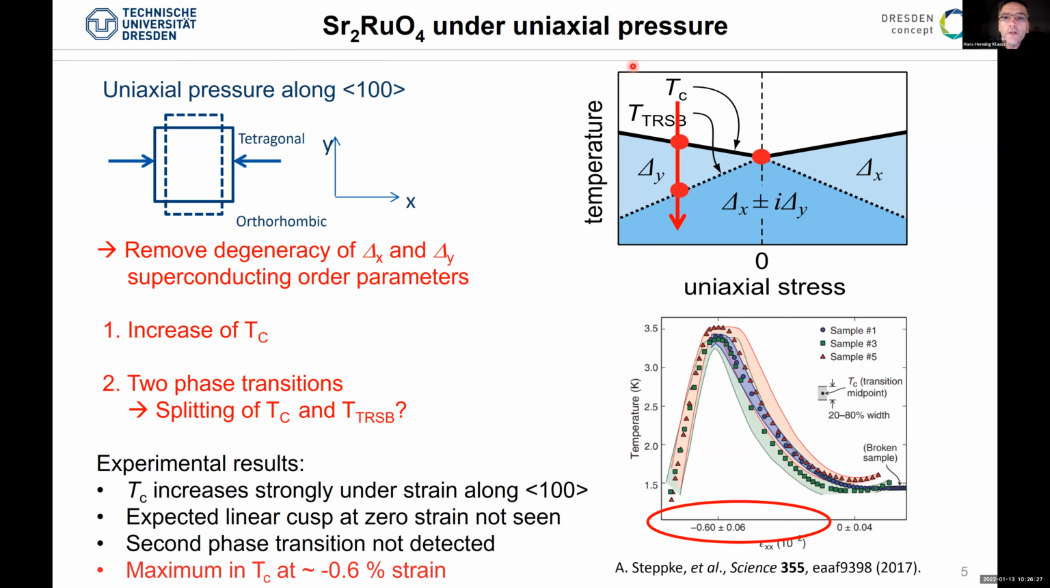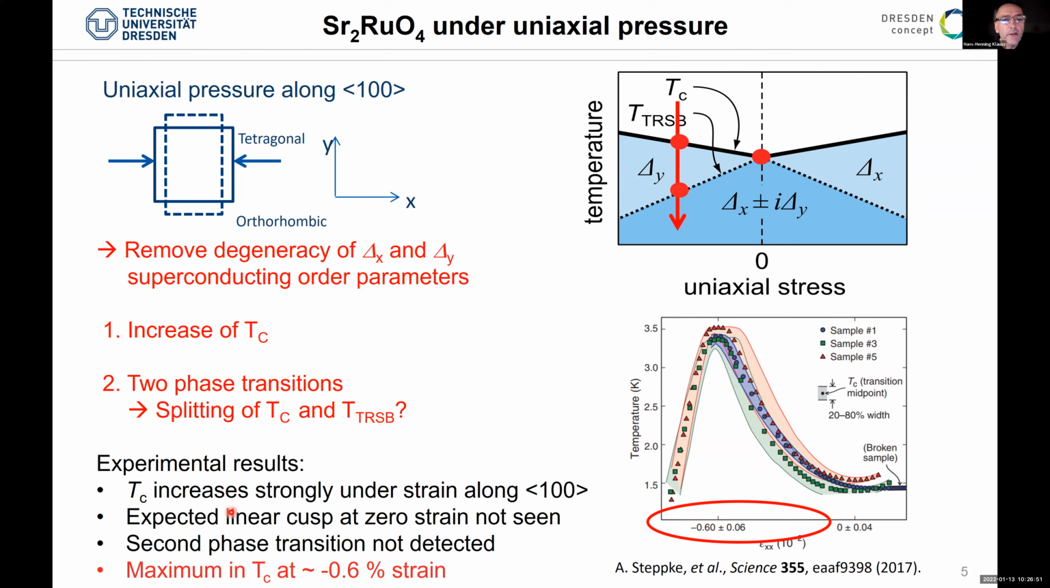And when I saw this sketch of the theoretical expectation, it was clear that muons would be a nice thing to do, because the second transition here inside the superconductor, the upturn of time reversal symmetry breaking, you can only see with μSR or with polar Kerr effect. Just for time reasons, I will not talk about polar Kerr effect today.